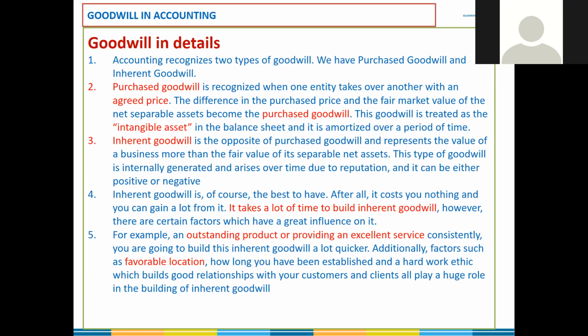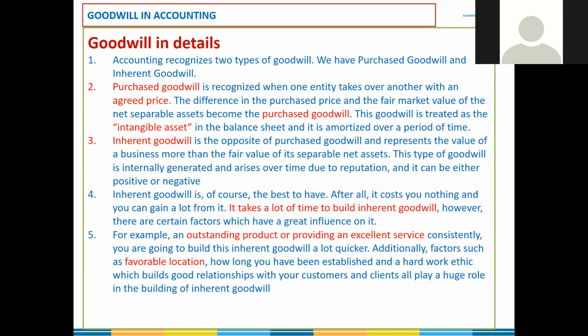I know some years back in Ghana, people don't trust Korean cars like Hyundai and those sort of vehicles. People don't trust them. But eventually they have been able to gain some reputation after a period of time, okay? So these are some of the things that we are looking at. So let's go to number 5. For example, an outstanding product or providing an excellent service consistently. You are going to build this inherent goodwill a lot quicker.